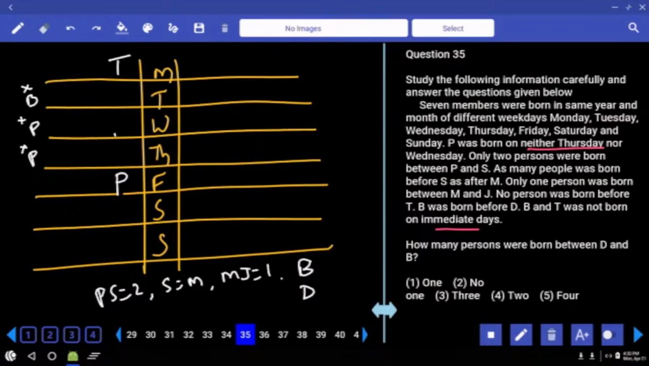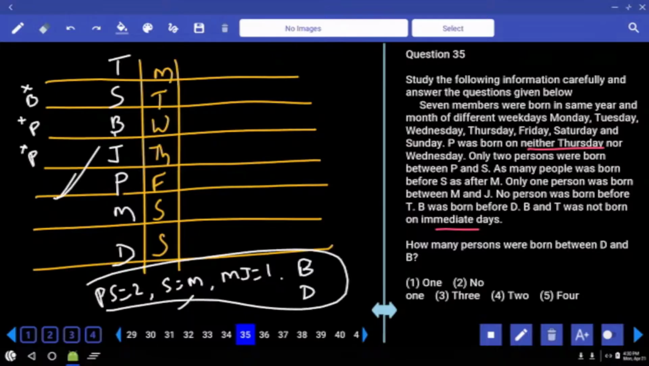Now P is here. Between P and S, how many? 2 people. S and M equal, 1 person before S, 1 person after M. Between M and J there is one person, J is here. B is before D, B is here, D is here, final arrangement. Now, once we fix one element, all the remaining will fall in line. Set up the arrangement. The only thing is, the first element you need to fix properly.